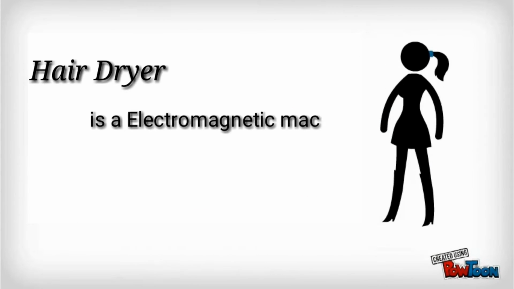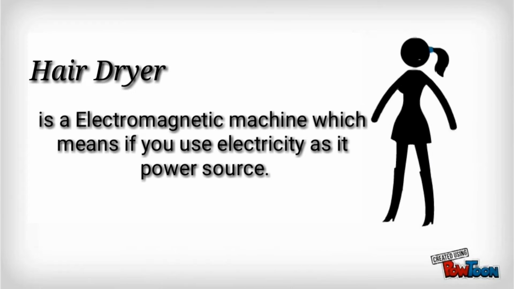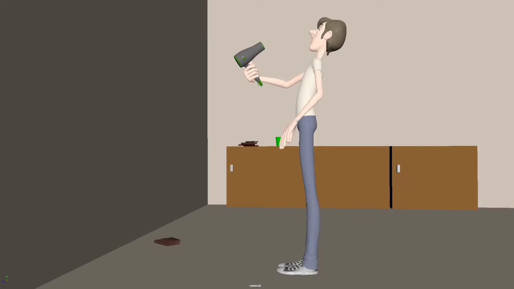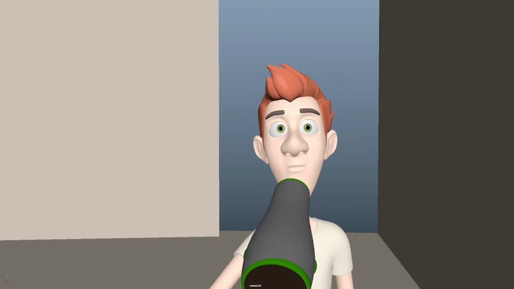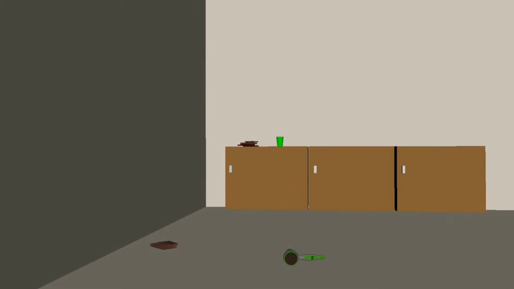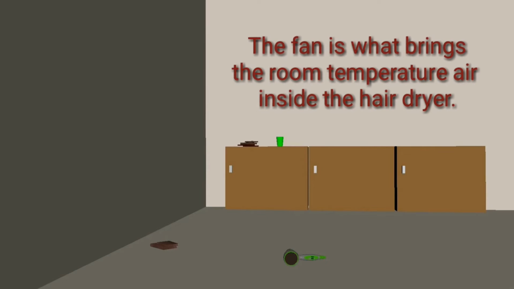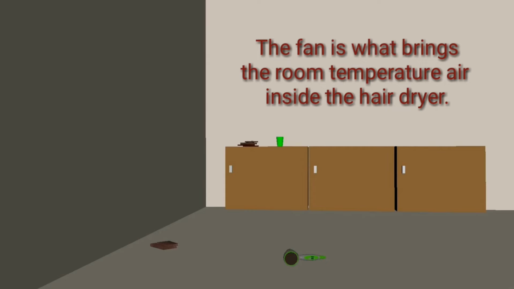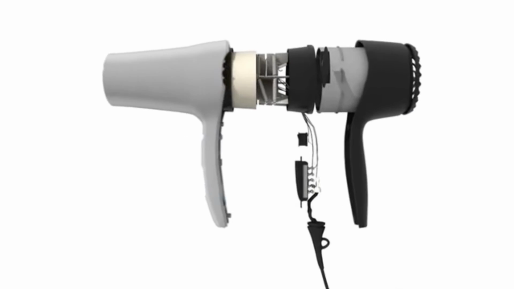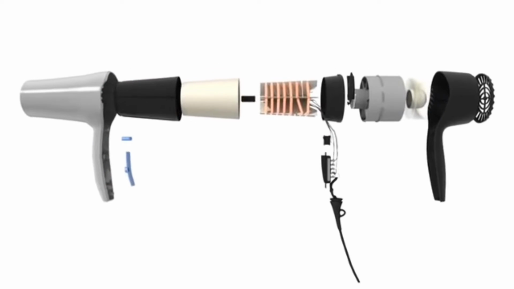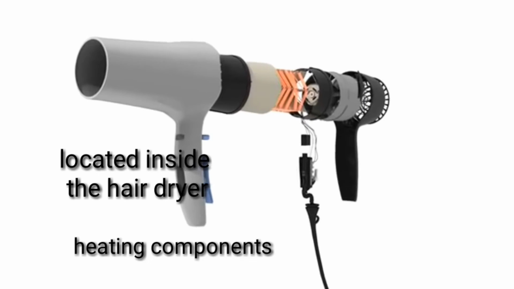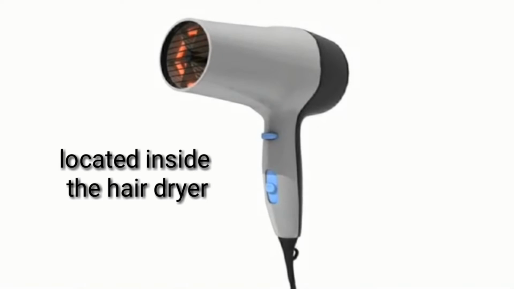The hair dryer is an electromagnetic machine, which means that it uses electricity as its power source. Turning on a hair dryer causes electricity to power the motor that spins a fan located inside the hair dryer. The fan is what brings the room temperature air inside the hair dryer. The physical components of the hair dryer that help to get rid of water from your hair are the electric fan and the heating component, both of which are located inside the hair dryer.